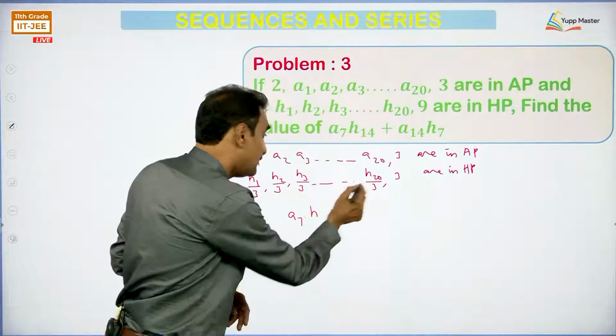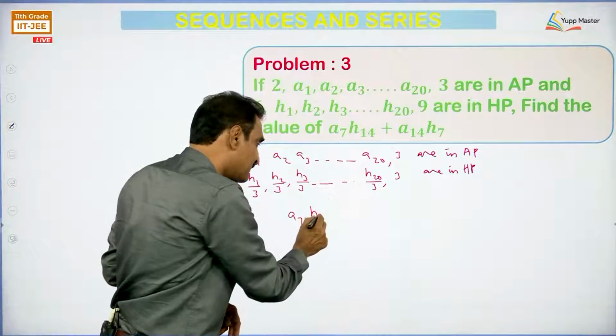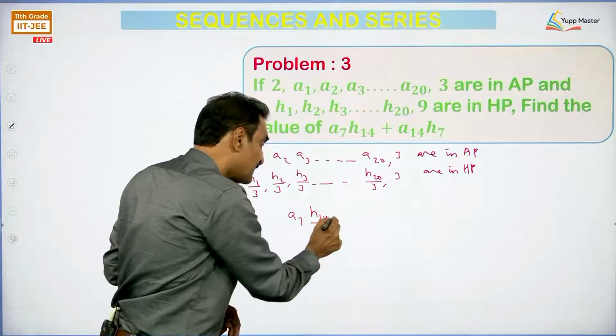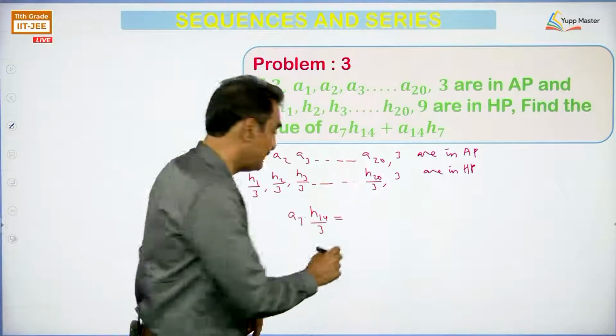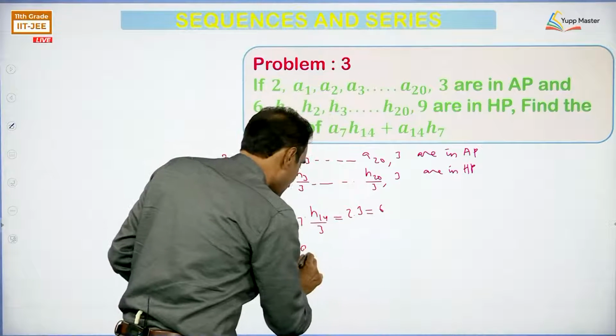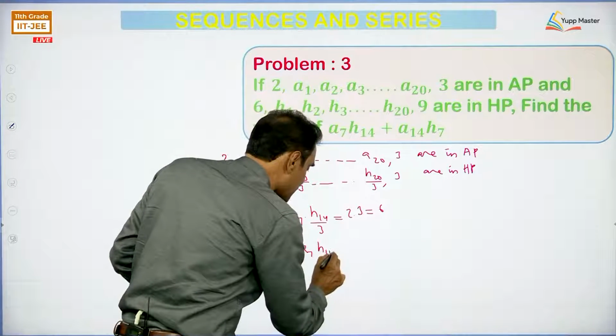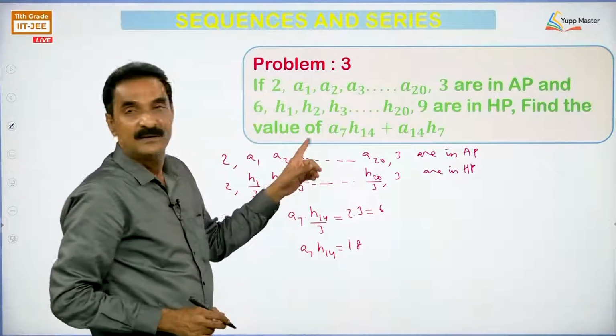So, 7th from right will be H14/3. This product should be equal to product of the extremities 2 into 3, that is 6. Therefore, A7 into H14 will be equal to 3 into 6, 18. This is 18.